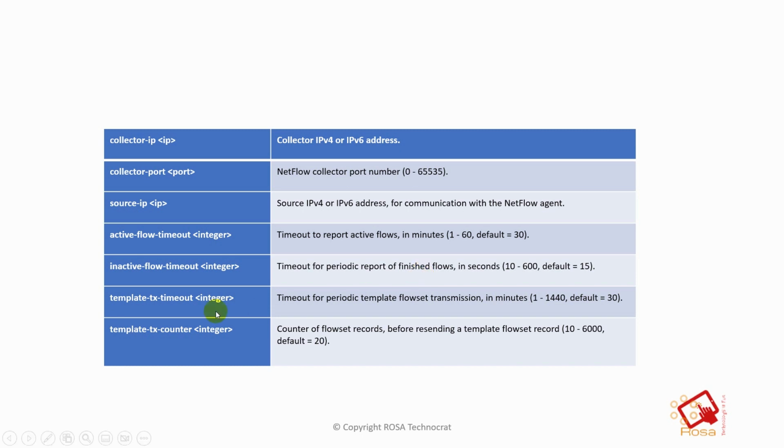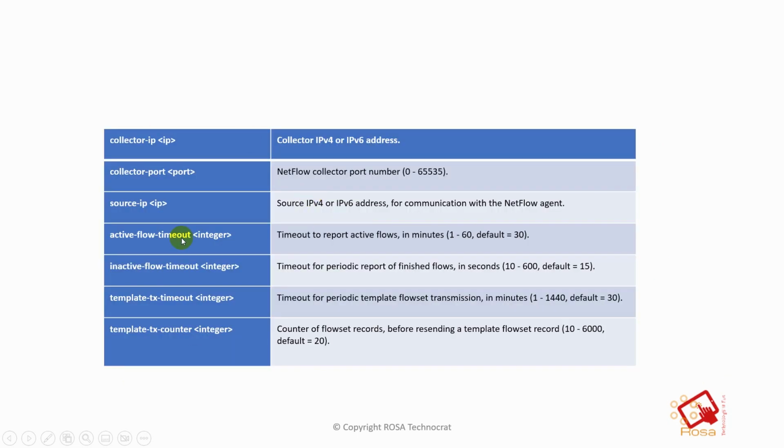And template is basically what are the different fields that will be sent to the NetFlow collector. The template defines the set of data that will be sent to the NetFlow collector. I will be explaining more about this template in the upcoming slides. By default you don't need to change anything except the collector IP and the collector port if required. Otherwise it's only the collector IP.